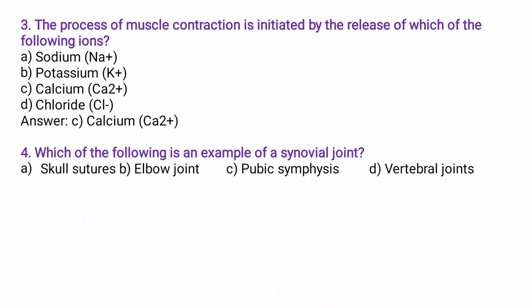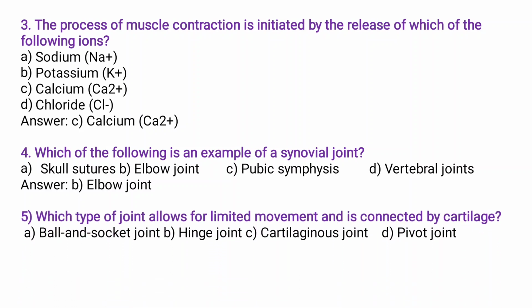Next, which of the following is an example of a synovial joint? A, skull, B, elbow, C, pubic, D, vertebral. So the elbow joint is a synovial joint example. Next, which type of joint allows limited movement and is connected by cartilage? A, ball and socket joint, B, hinge joint, C, cartilaginous joint, and D, pivot joint. C is the cartilaginous joint.